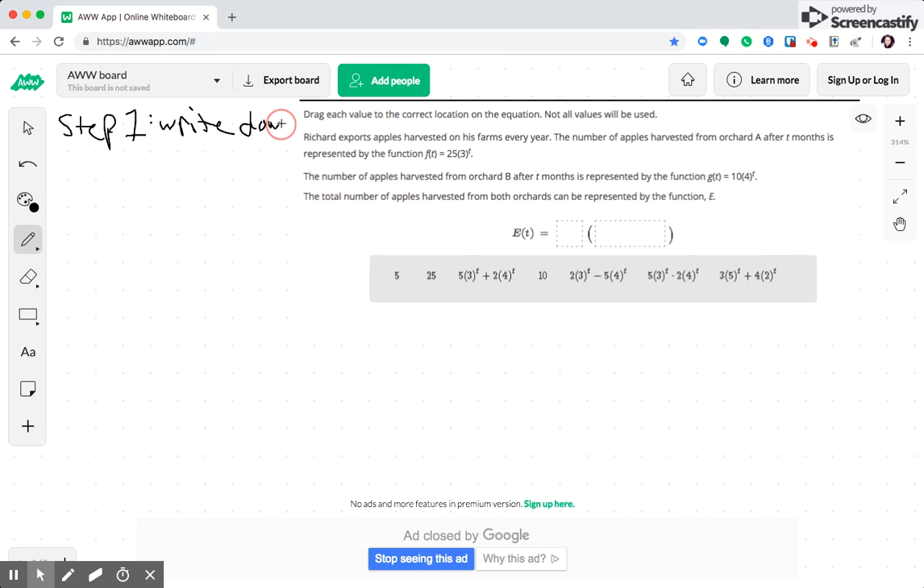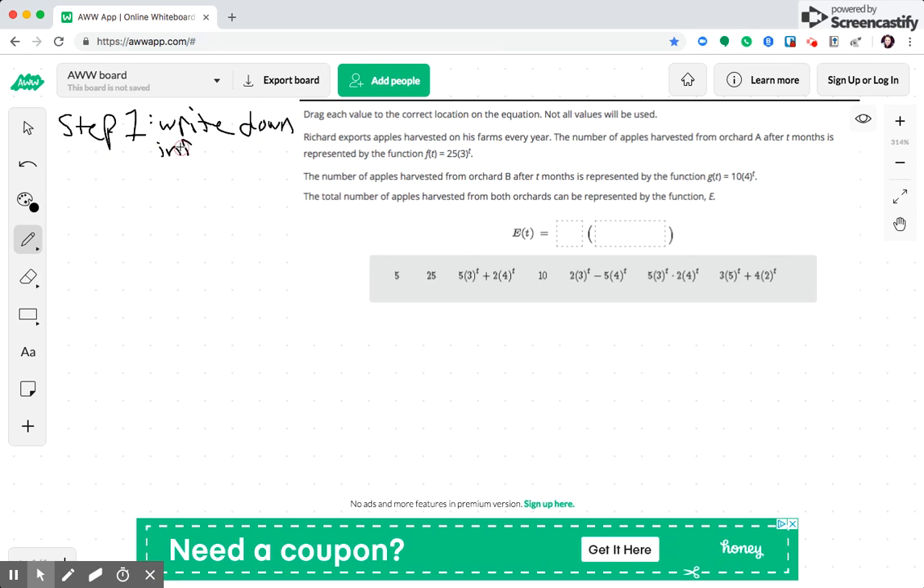info in a condensed way. Okay, so Richard exports apples harvested on his farm every year. Good to know, but there's no real concrete information there.